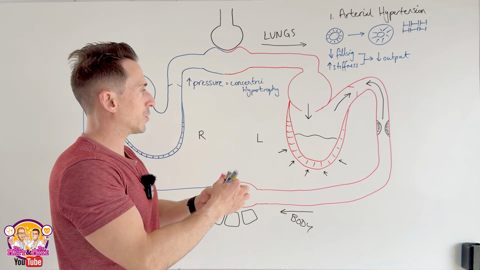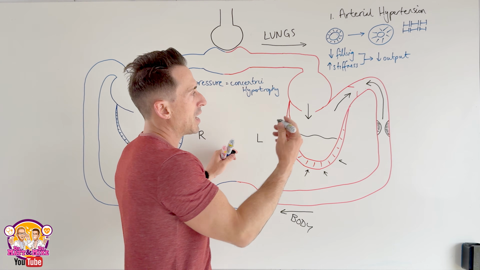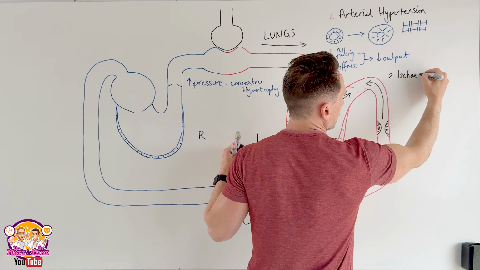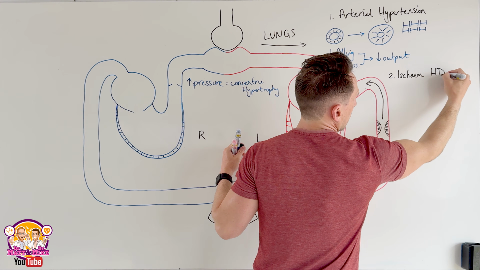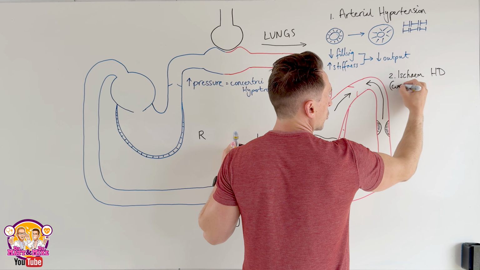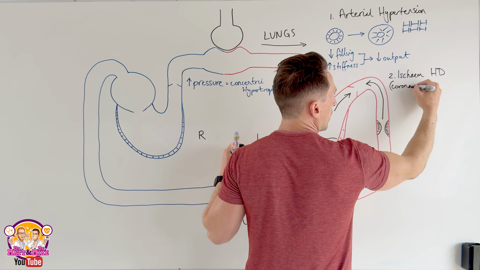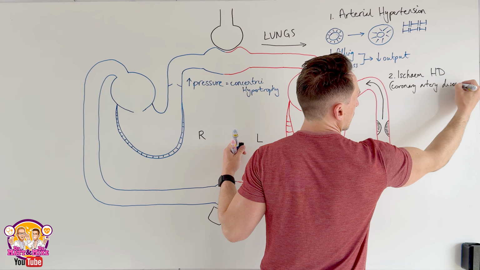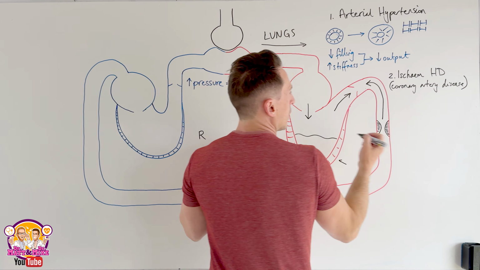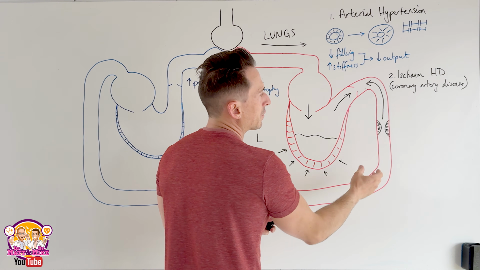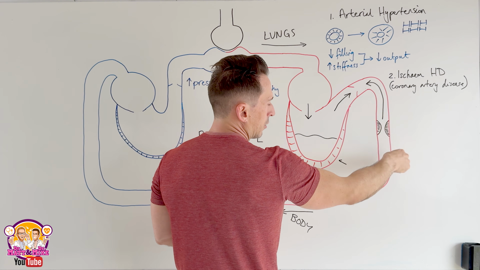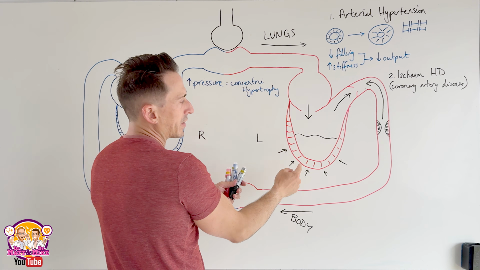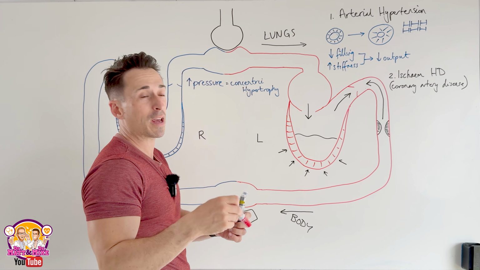Now, there's another cause, there's a couple more for left-side heart failure. Another cause here is what we call ischemic heart disease. Sometimes it's referred to as coronary artery disease. So what we're saying here is, instead of the narrowing happening here in the systemic vessels, the systemic arteries, the narrowing happens to the blood vessels that are feeding the heart muscle itself, the coronary supply.